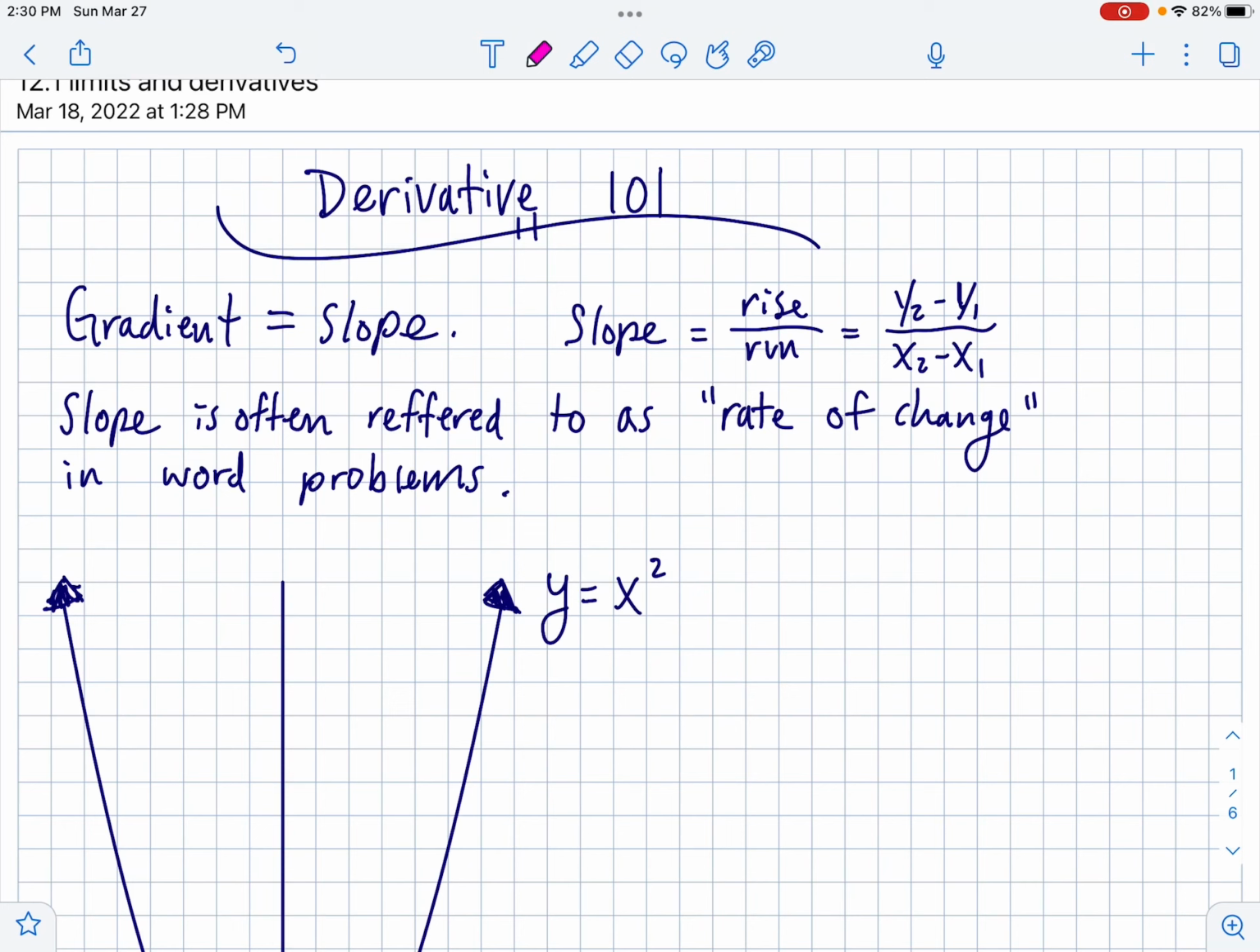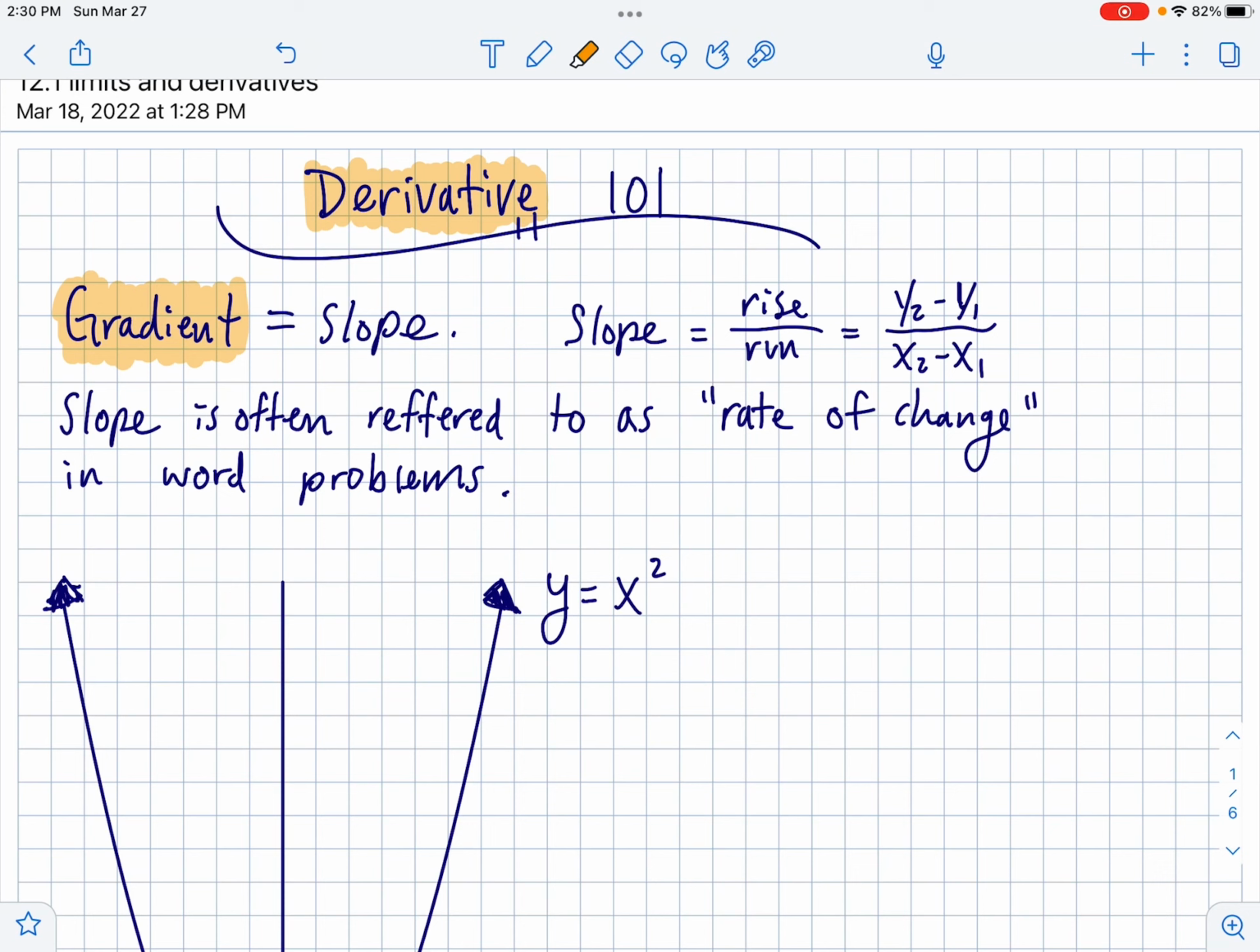All right, IB AI SL 2. We're finally going to start our baby calculus unit. So today we're going to start using this word, derivative. By the end of this lesson today, you should know what a derivative is and how you can find a derivative from basic equations.